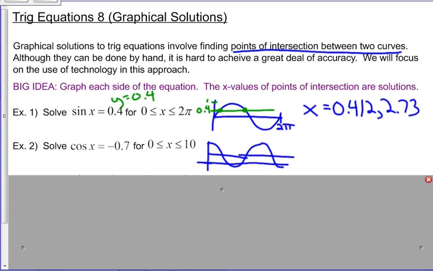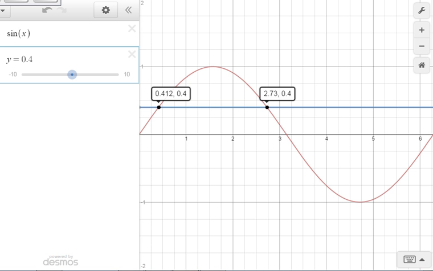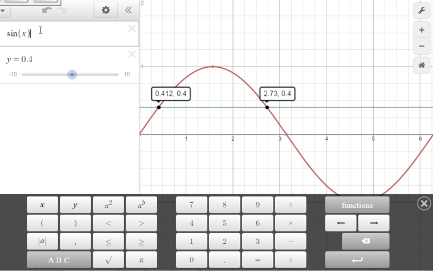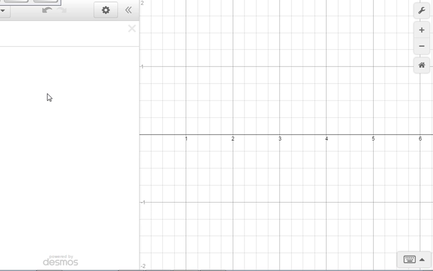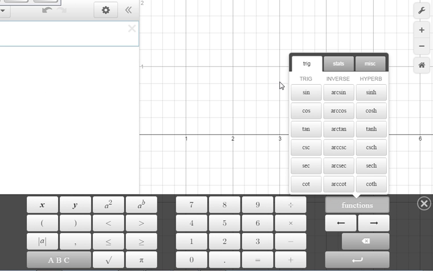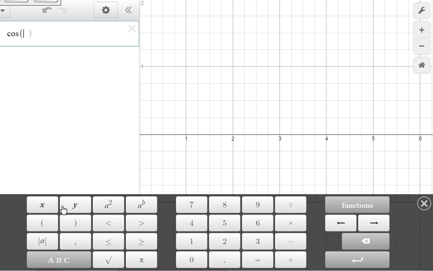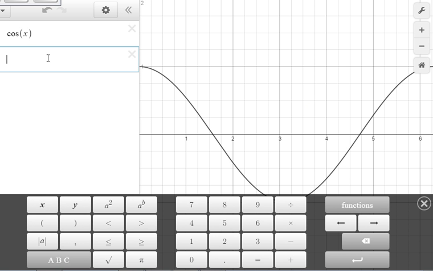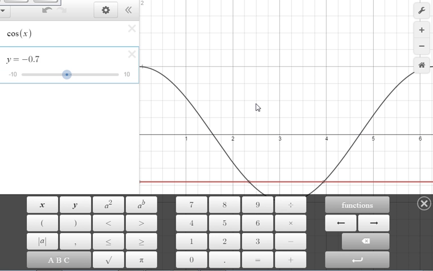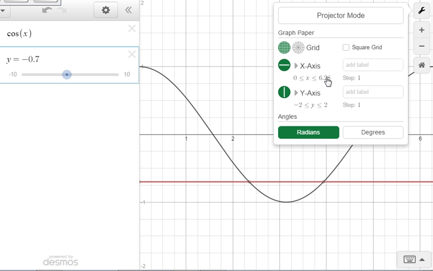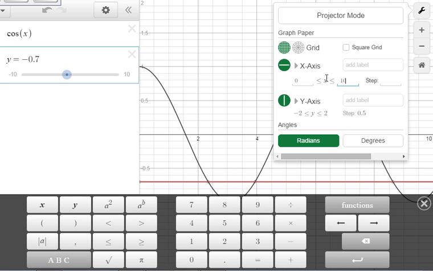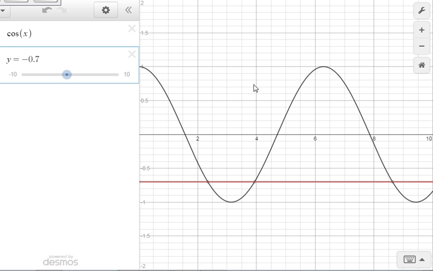Let's take a look at it on the graphing software. So instead of sine x, we want cos x. Y equals cos x. And the other one was y equals -0.7. Now change my graph settings. I need to see this time from 0 to 10. Okay, and now we can see that there are solutions right here, and right here. Those are all solutions.